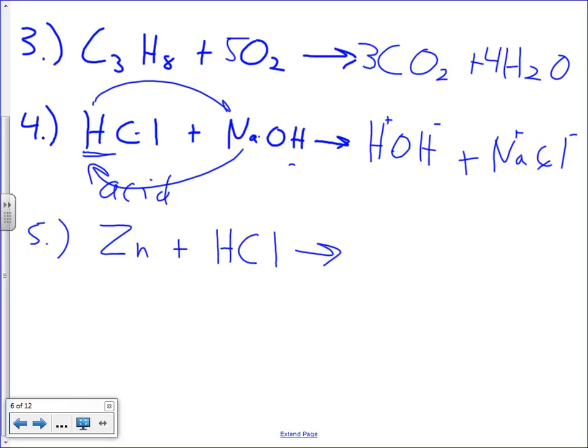In this case, I switch zinc and hydrogen because hydrogen's acting as the metal in this compound and zinc is a metal. Right? So zinc is going to end up with chlorine and hydrogen's going to end up alone. Now, like I said, single replacements are the trickiest because they're always going to have the largest number of weird situations possible. All right?